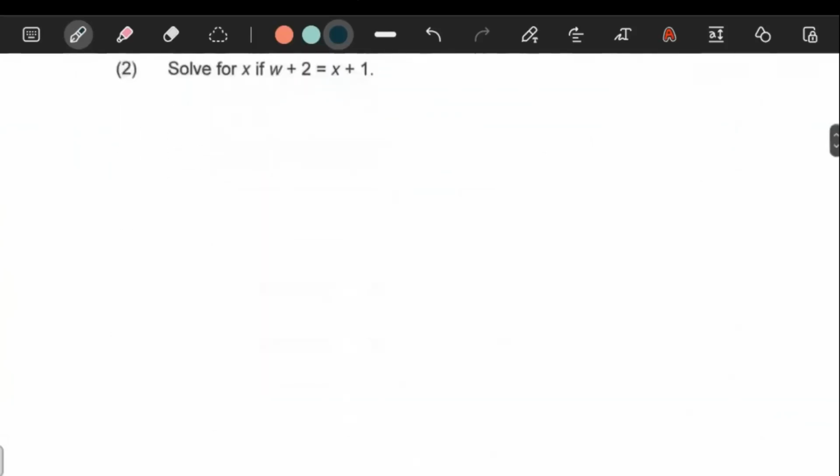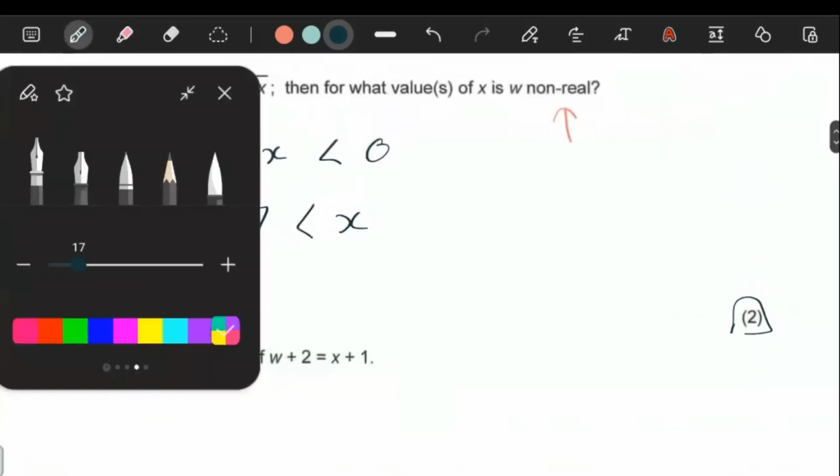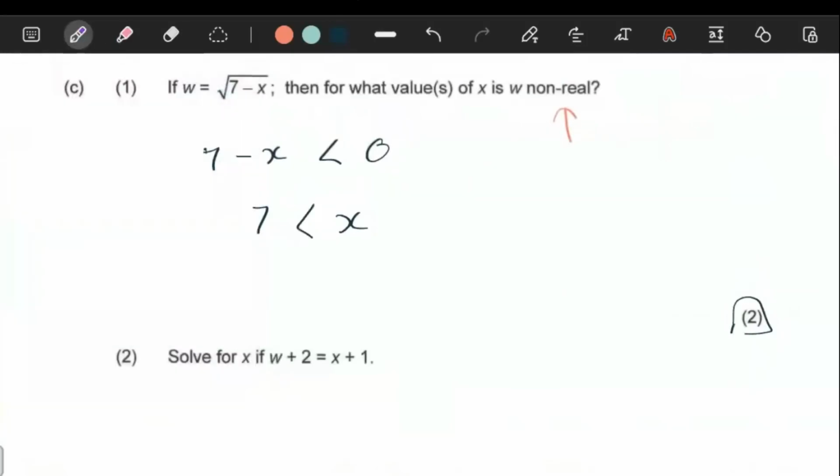For question 2, it says, solve for x if w plus 2 is equal to x plus 1. It's a how many mark question? It's a 5-mark question, meaning we need an actual value for w. But the thing is, in a situation like this, don't overthink it. You can actually know that we need to solve for x. So we can try firstly by isolating x. All things considered, let's isolate x first.